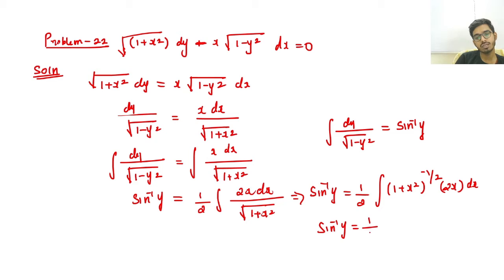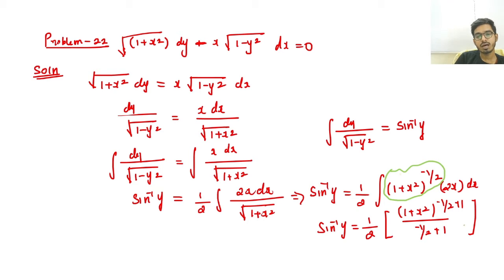If we integrate this, what will you have? This will be equal to sine inverse of y equals 1 by 2 times 1 plus x square whole power minus 1 by 2 plus 1, divided by minus 1 by 2 plus 1. You don't need to integrate by parts, because the derivative of the inside term is already here. That means you can integrate this directly. Usually, if I integrate only this term, we would differentiate the inside and put it in the denominator. But we do not need to do that because 2x is already here. So this is the same as this.